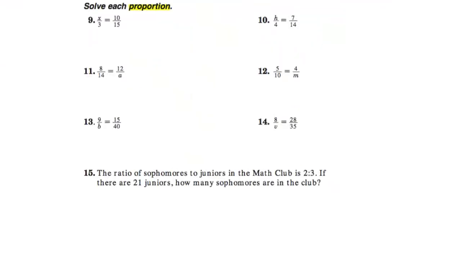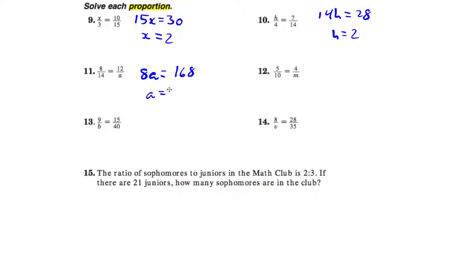All right, so next up we want to solve these proportions. So yet again, we want to do some cross multiplication. So 15x is equal to 30. So that means that x is equal to 2. Over here, we get 14h is equal to 28. So h is also equal to 2. Here we get 8a is equal to 12 times 14, which is 168. And so if we divide that by 8, we get 21.